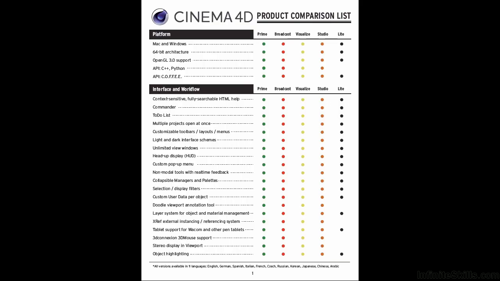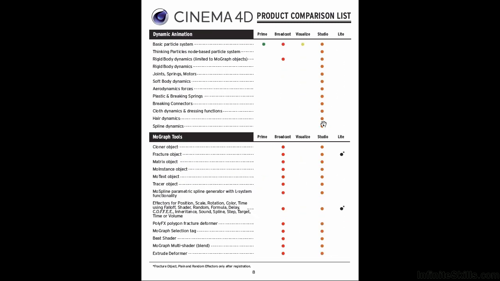This is a product comparison list that I've included inside the Working Files Other Assets folder. If you just scroll through, you'll see that there are some gaps here in Lite compared to Prime. But the one kind of cool thing is that way down here on page 8 or so, there are two things included with Lite that are not included with Prime. And these two things are really fun.